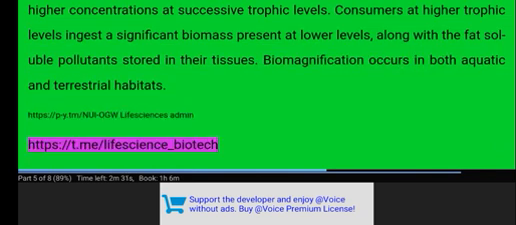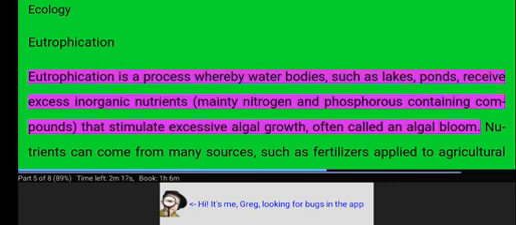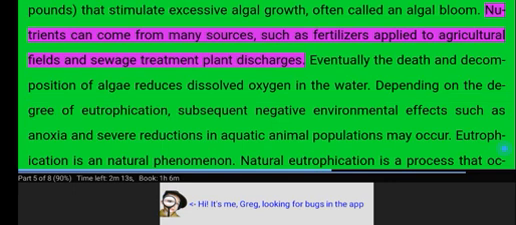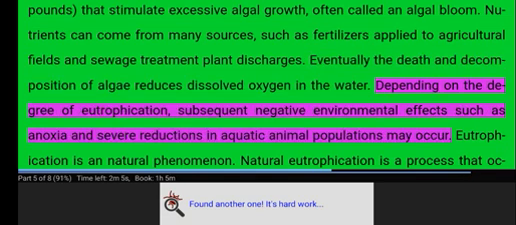Life Sciences Admin. Ecology. Eutrophication. Eutrophication is a process whereby water bodies, such as lakes and ponds, receive excess inorganic nutrients, mainly nitrogen and phosphorus-containing compounds, that stimulate excessive algal growth, often called an algal bloom. Nutrients can come from many sources, such as fertilizers applied to agricultural fields and sewage treatment plant discharges. Eventually, the death and decomposition of algae reduces dissolved oxygen in the water. Depending on the degree of eutrophication, subsequent negative environmental effects such as anoxia and severe reductions in aquatic animal populations may occur.